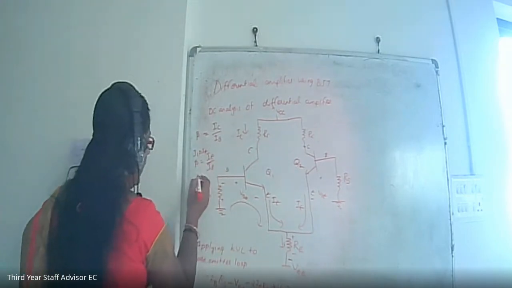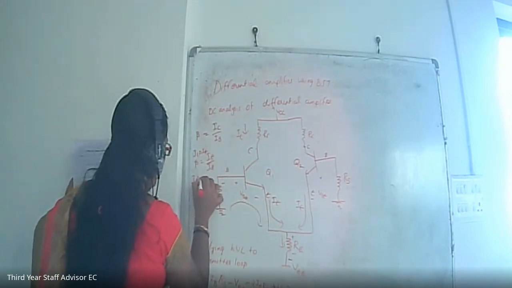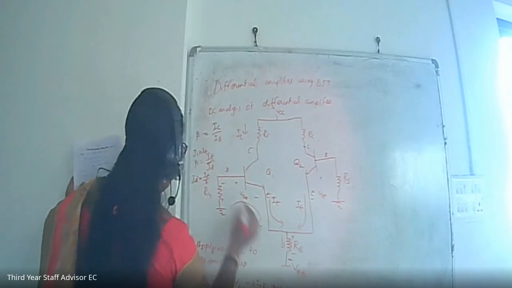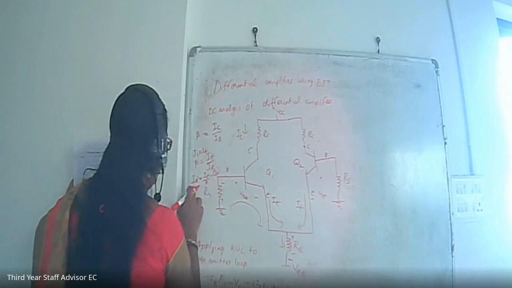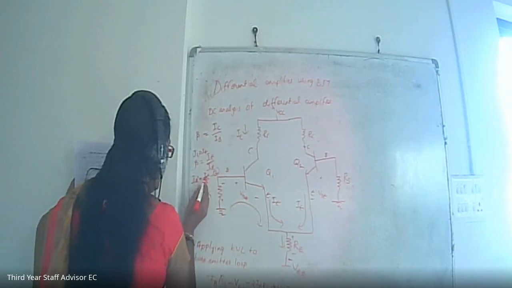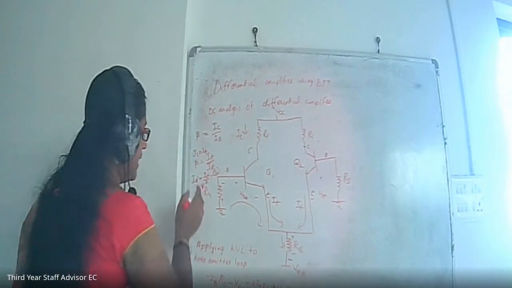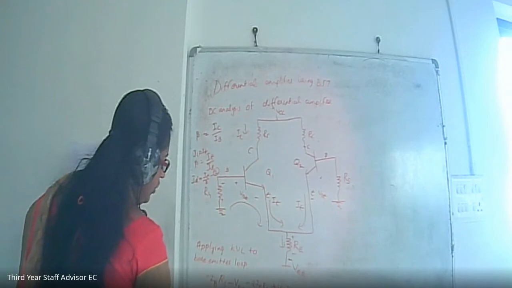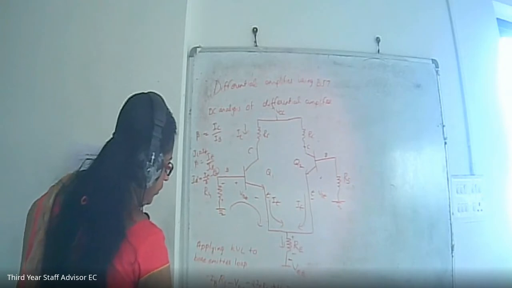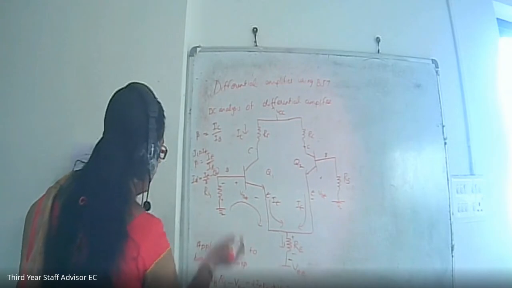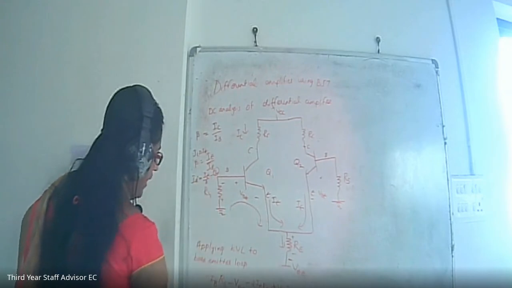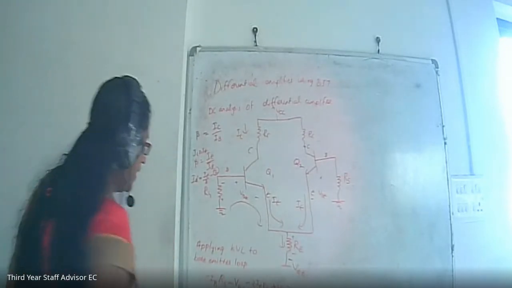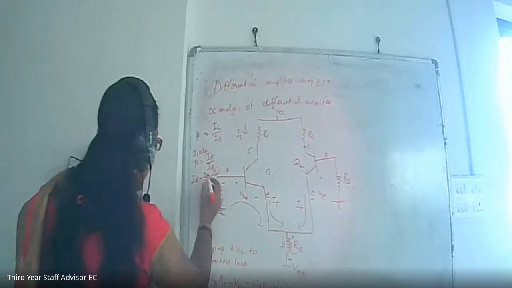From this equation, you can write IB equal to IE by beta. If you number this equation as 1 and the other as 2, you get the equation IB equal to IE by beta. You can substitute this IB value in the equation VEE equal to IB RS plus VBE plus 2IE RE. Instead of IB, you can write IE by beta.